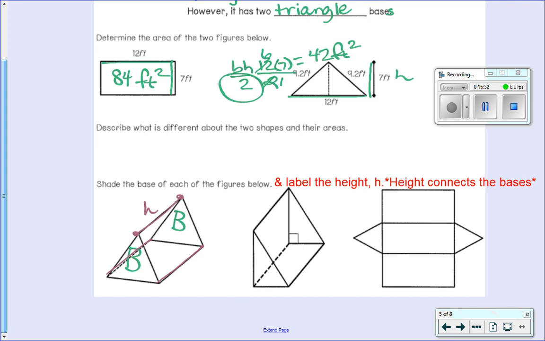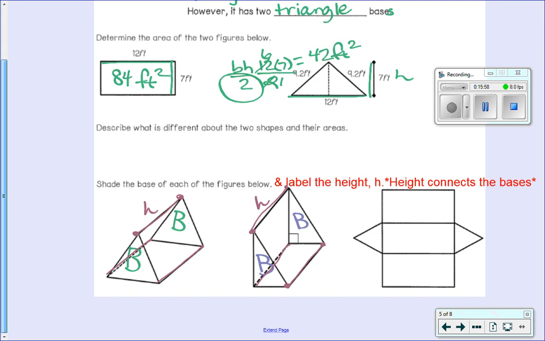They're all triangular pyramids, so we're looking for triangles as our base to shade in or label with B. And how do we label the height? Yeah. The height connects your two bases. That lets you see the height of the entire prism.